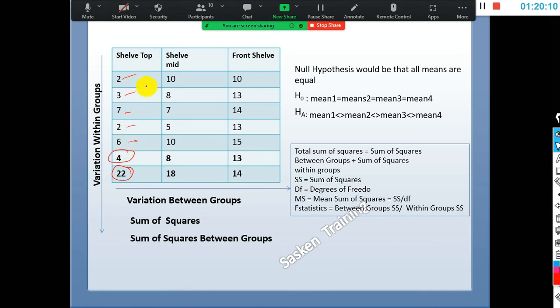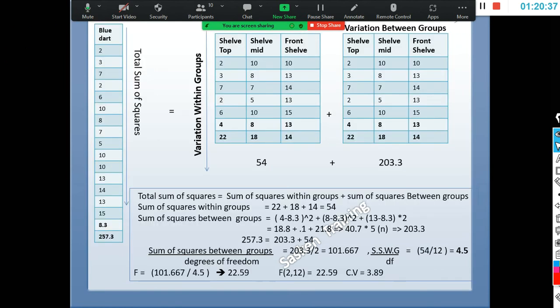Remember this. 2 minus 4 whole square, 3 minus 4 whole square, 7 minus 4, and 2 minus 4, 6 minus 4 whole square, right? So that is your variance. That is how we got this value. So we computed the mean for each and every store, and I have also computed the variance here. The next step is I'm going to define the null hypothesis and alternative hypothesis. And next, I just simply copy pasted this into the next slide.